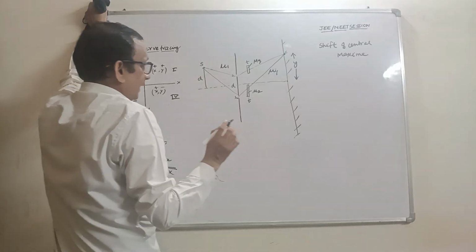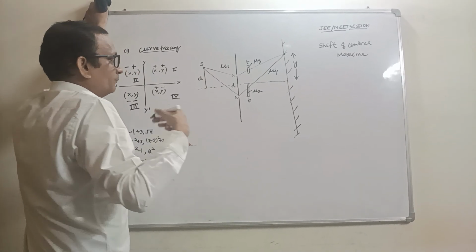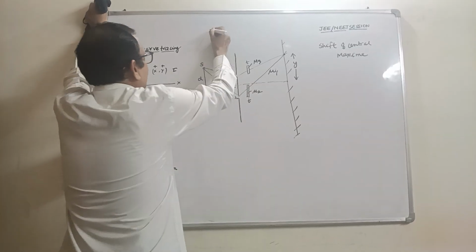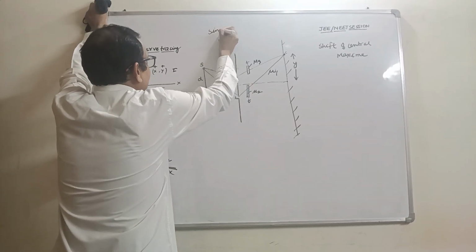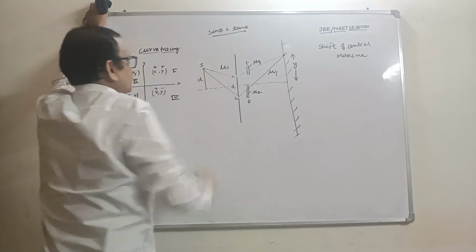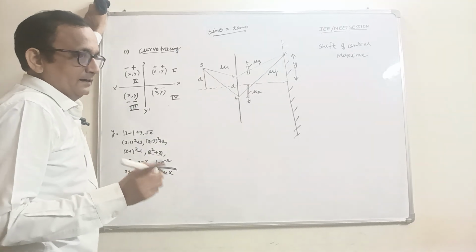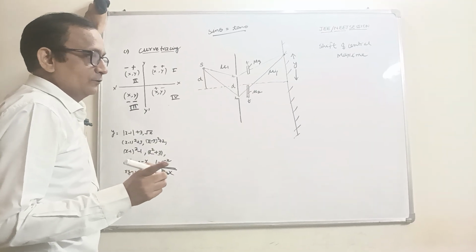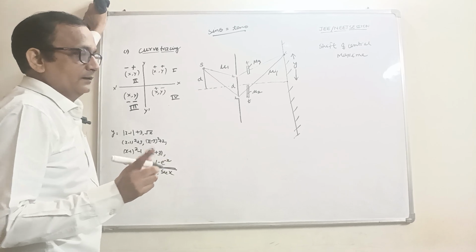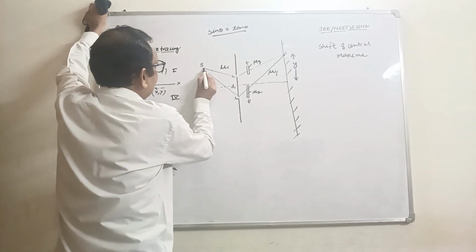So here I want to show you how the approximation is made, that sin theta would be equal to tan theta. Here we show the approximation. Sin theta is an increasing function and tan theta is also an increasing function. So for small angles, sin theta would be tan theta.